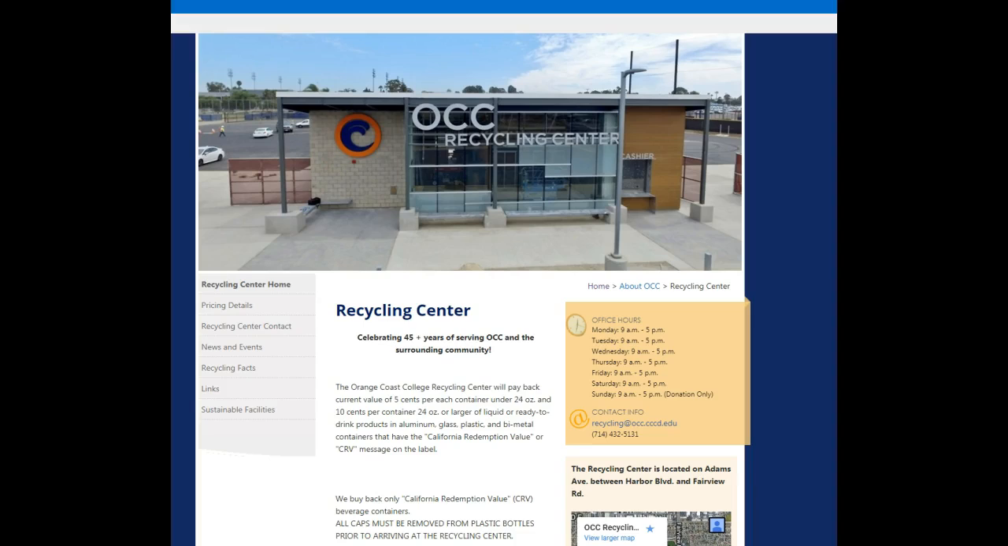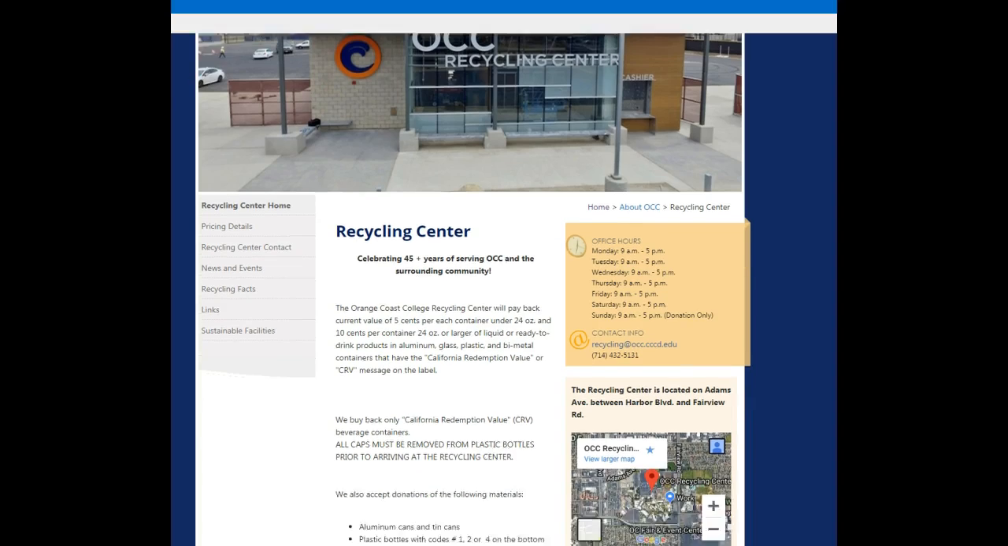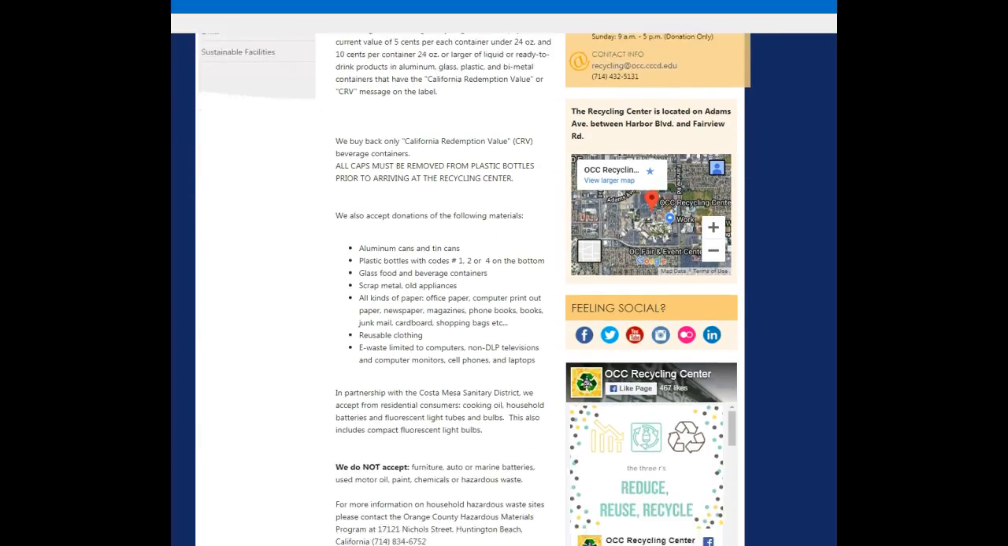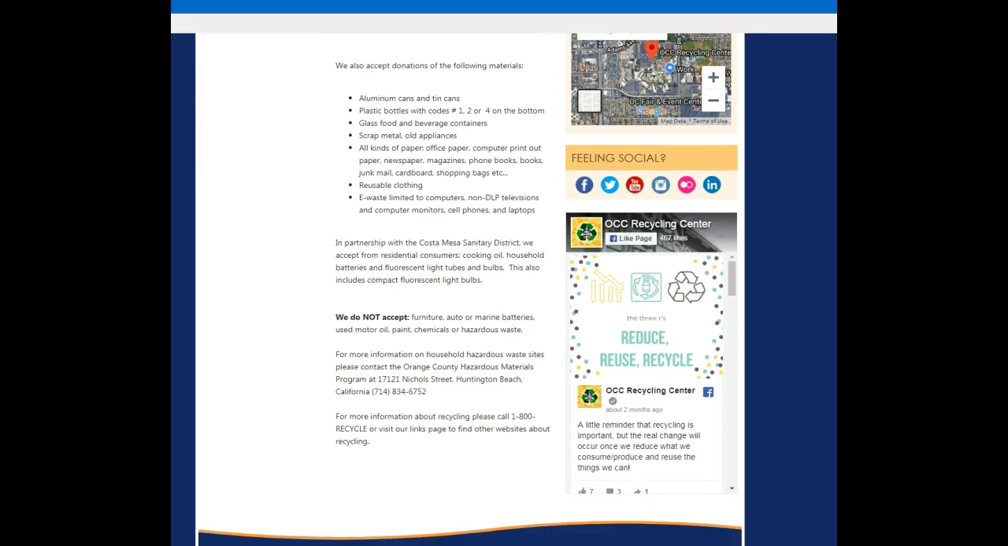Here is the OCC Recycling Center webpage. They're celebrating 45 years serving the community. They have hours Monday through Sunday, so that's every day of the week. And you can take your recycling items and they will give you money. Here they'll pay you back 5 cents per container under 24 ounces, and you can see all the different prices and what they'll take. Something that they also take is e-waste. So this is limited to computers, non-DLP televisions, computer monitors, cell phones, and laptops.